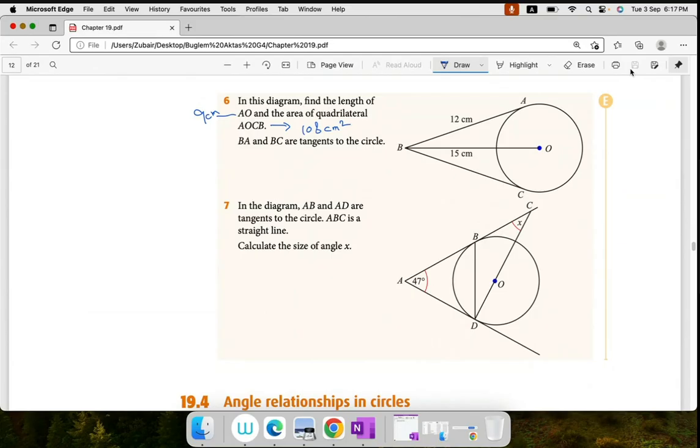For AO, I'm getting 3 centimeters. 15 is the hypotenuse, 12 is one side, and AO is the other side. I subtracted 15... no, no, it's not subtraction. Pythagoras theorem. Pythagoras theorem. No subtraction. Oh, okay.